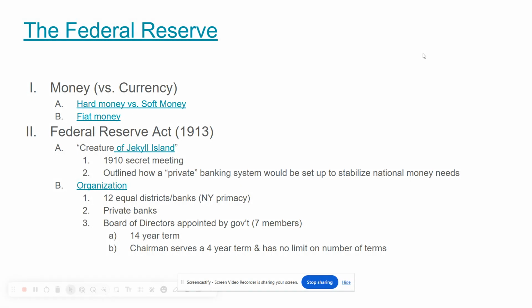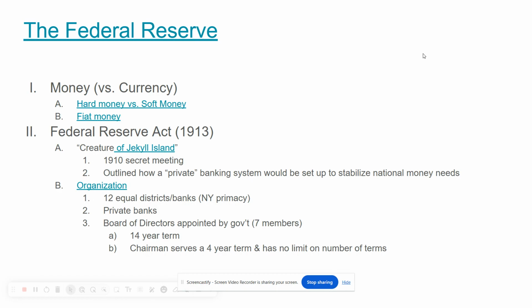In 1910, a group of 6 bankers representing the major banks of the United States and Europe to some degree, and the Assistant Secretary of the Treasury and a senator from Rhode Island all met on an island estate owned by J.P. Morgan, and for 9 days outlined what would become the Federal Reserve System. It is sometimes referred to as the creature of Jekyll Island, which is where the meeting took place, Jekyll Island, Georgia.